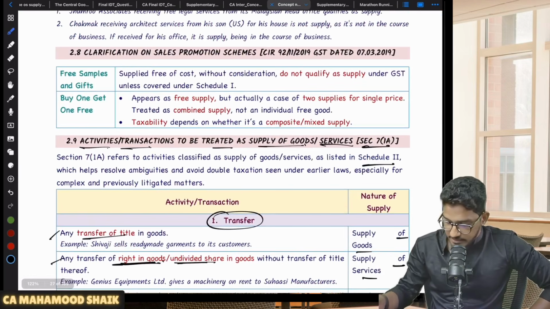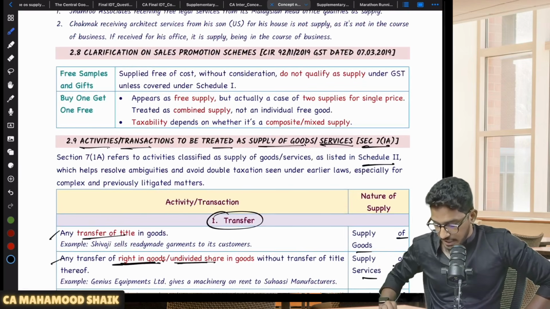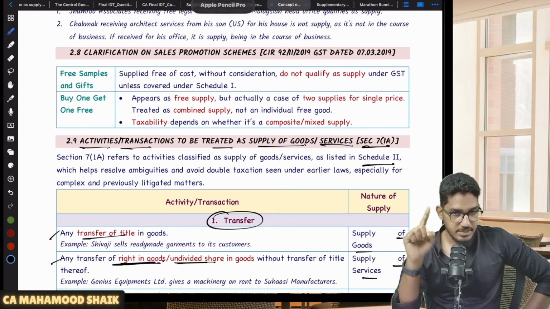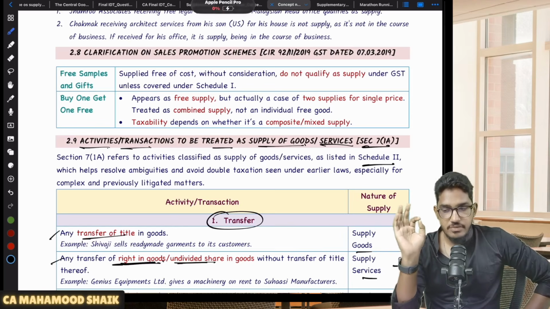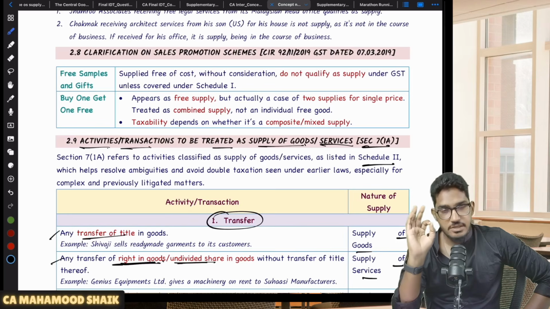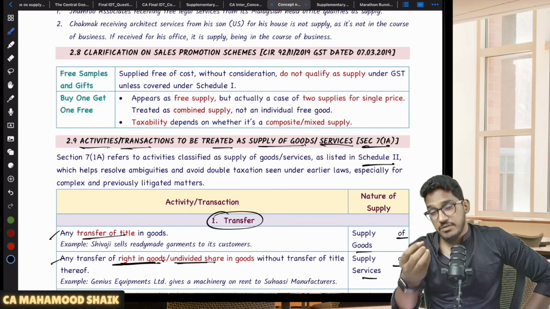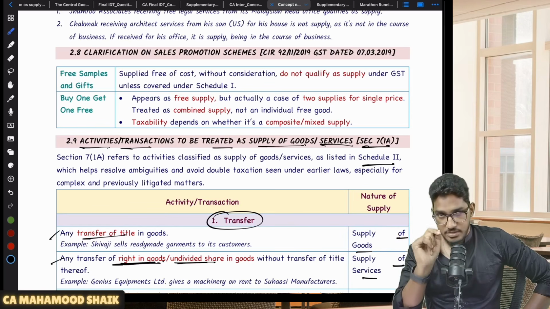So with this, we have covered section 7, subsection 1A also. Our prime discussion is section number 7. In that we have covered section 7, subsection 1, which is saying which activities will be considered as supply. Then we have covered section 7, subsection 1A. Once an activity has been classified as supply, whether it will be treated as supply of goods or as supply of services.